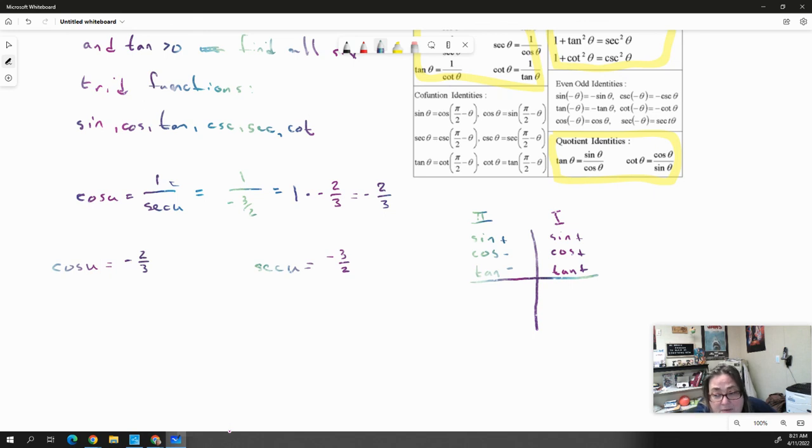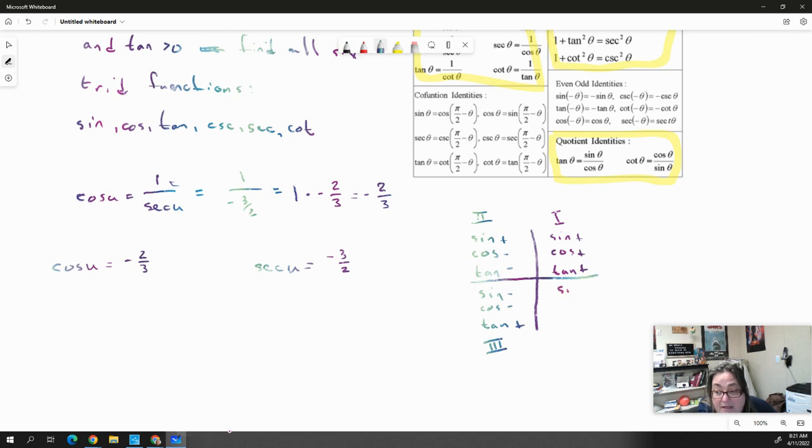I know we've done all this before, but I also know we've been off for a week, so I want you to get this little refresher. Here, sine and cosine, x and y, are both negative. So sine is negative, cosine is negative. Tangent is sine over cosine. Negative over negative is a positive.